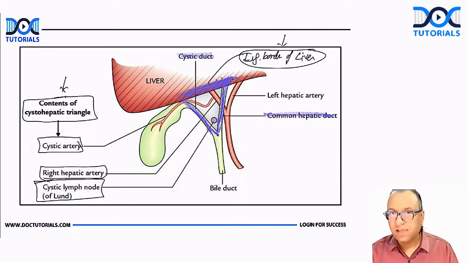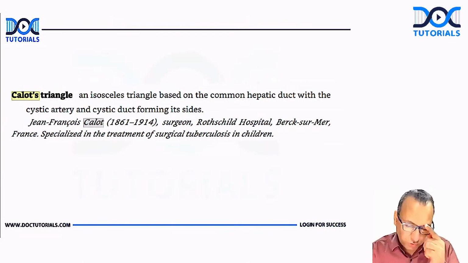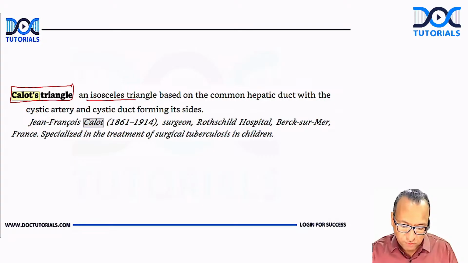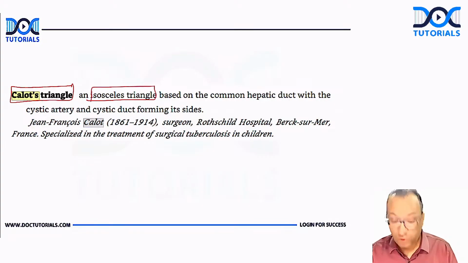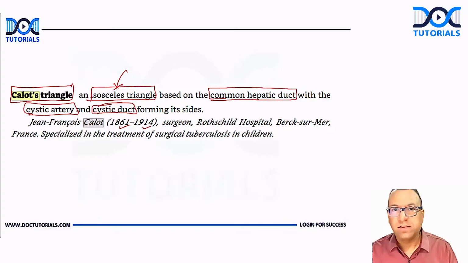But I am telling you, this is not Calot's triangle. If this is not Calot's triangle, then what is Calot's triangle? Let me show that now. Look at Gray's Anatomy. You'll see Gray's Anatomy mentioning that Calot's triangle is an isosceles triangle. You remember your geometry, isosceles triangle. The common hepatic duct is a boundary, the cystic artery is a boundary, and the cystic duct is a boundary. It is 1864, 1914. That means the cystohepatic triangle is not Calot's triangle.